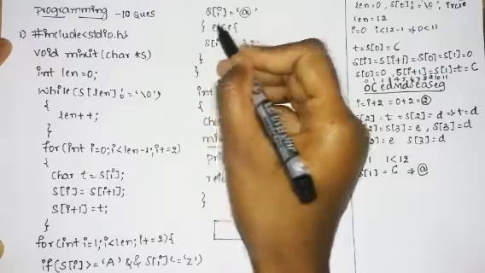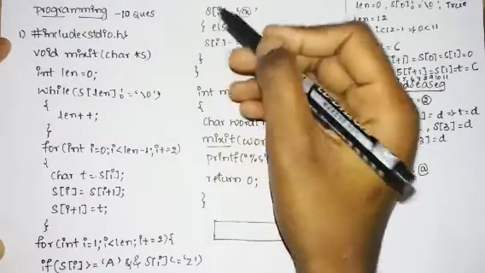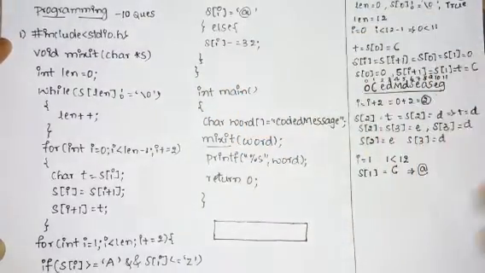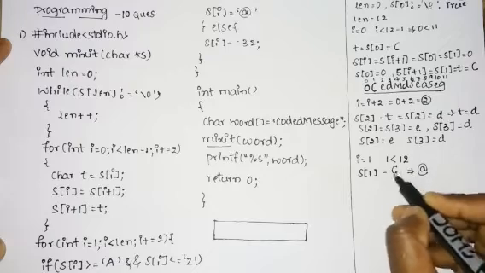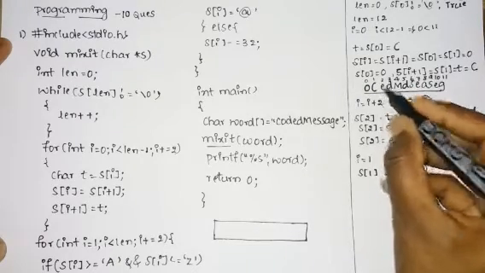Then after that, else is not executed. So if the if is executed, then else will not be executed. If the condition is false, then else will be executed. Now you can see at the C position we have replaced it with at. So now C is replaced with at.